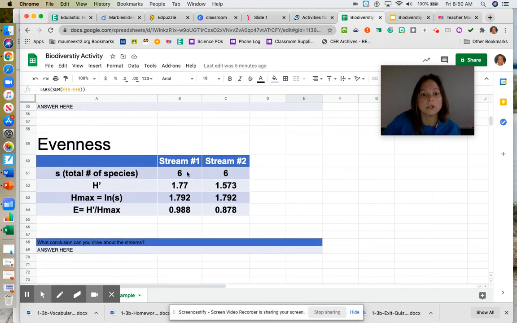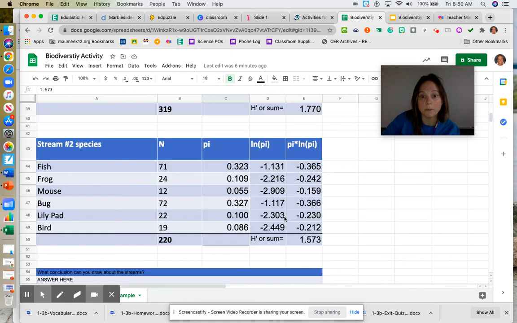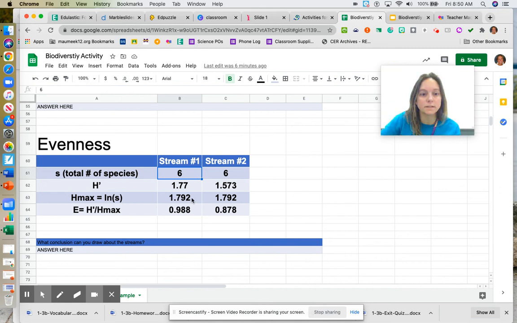So evenness, you need to count how many total species there were. There's 6 for each. You already calculated your H value up here, so you just come and pull it down. Now you're going to take your H max. So it's what's the ideal setting? What's the ideal number we can get based in this environment? That's the natural log of the number of species. So you're taking the natural log of 6 and putting it into this column.